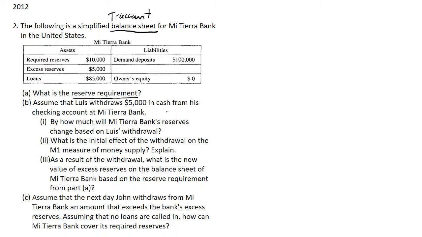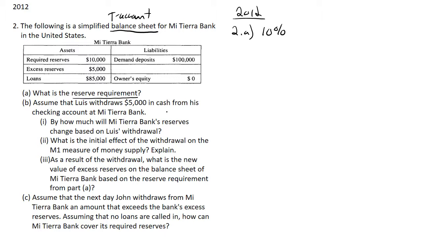So when trying to identify what the reserve requirement is, 2 things you need to look at. Number 1, how much money is deposited into the bank? And as you can see, it's $100,000 of deposits. And then how much of those deposits are kept as required reserves? And hopefully you can see that there's $10,000 of required reserves. So hopefully you guys can clearly see that $10,000 is 10% of the $100,000 deposited. So for 2012, question 2, part A, the required reserve ratio is 10%.